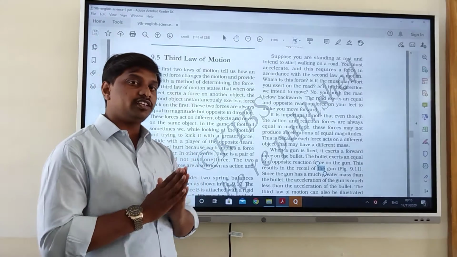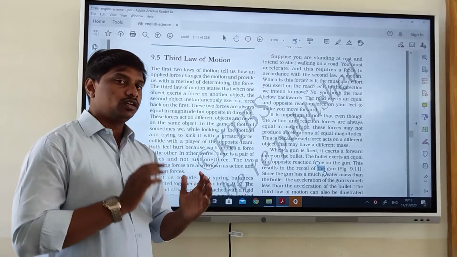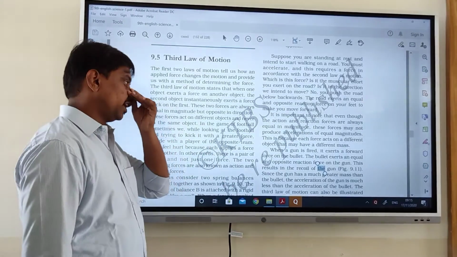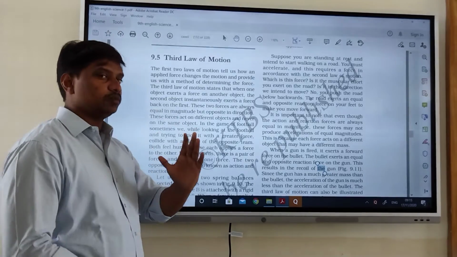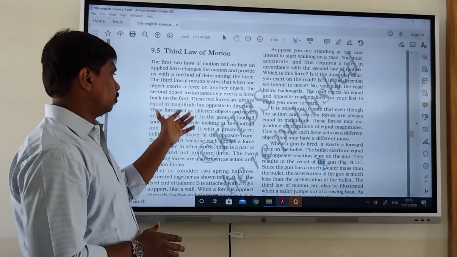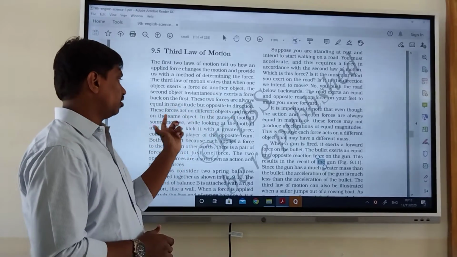So they are opposite in direction. Even if the object is at rest, it also exerts a force on the opposite object. So both are in the opposite direction. The applied force and the object both apply opposite forces on each other. These forces act on different objects and never on the same object.